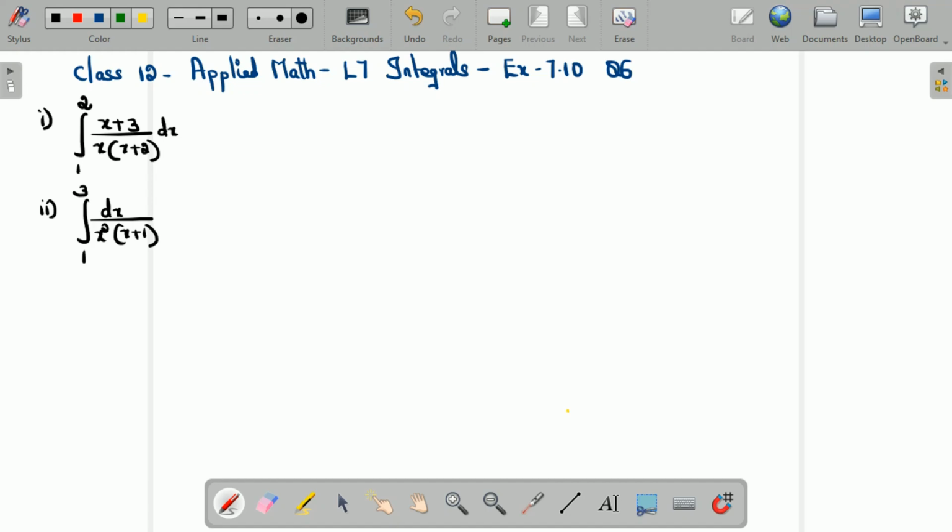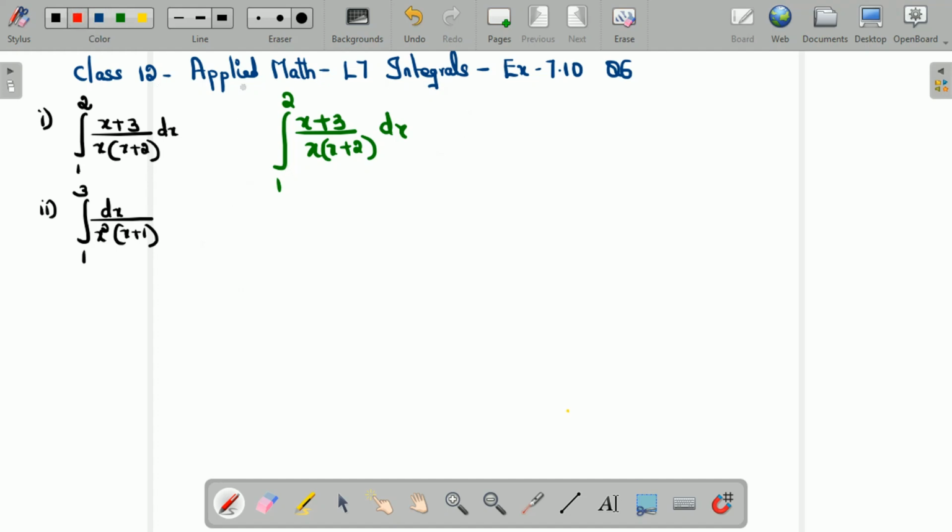In this video, let's find the solution for the sixth question in exercise 7.10. Let's select the first subdivision. This is the integral between 1 to 2 of (x + 3) divided by x into (x + 2) dx. This integration looks like it is in the form of partial fractions. So first we will use that to solve the integral, and in the last stage we will apply the limits.